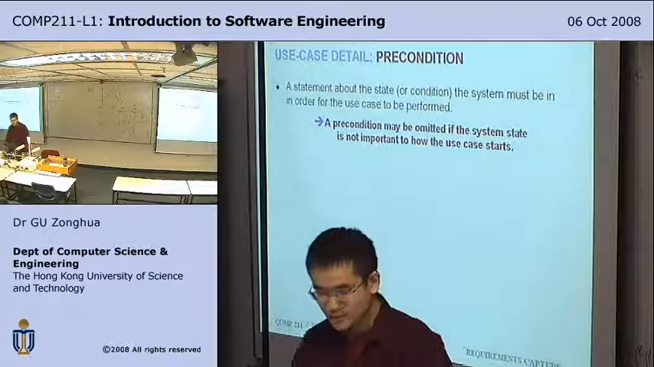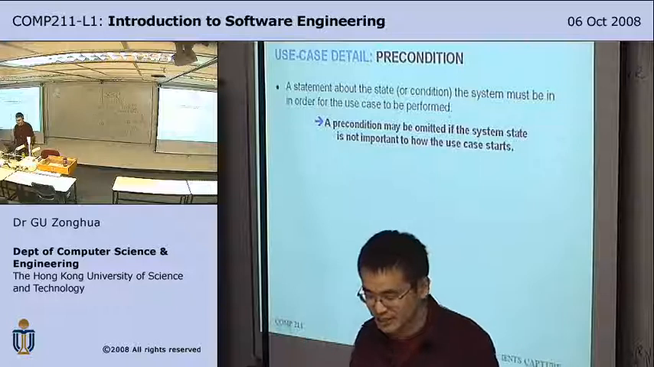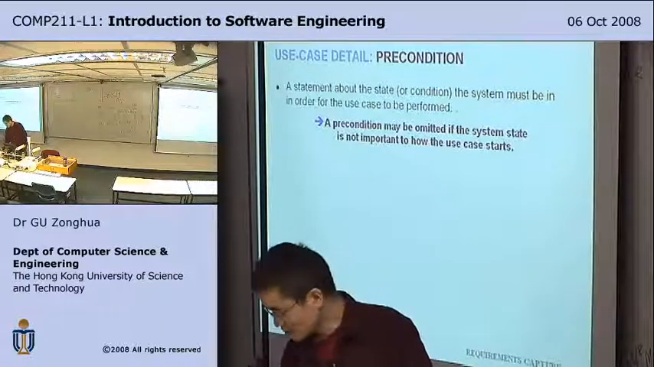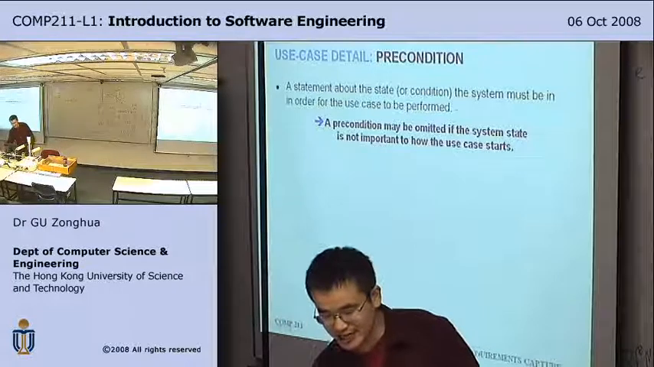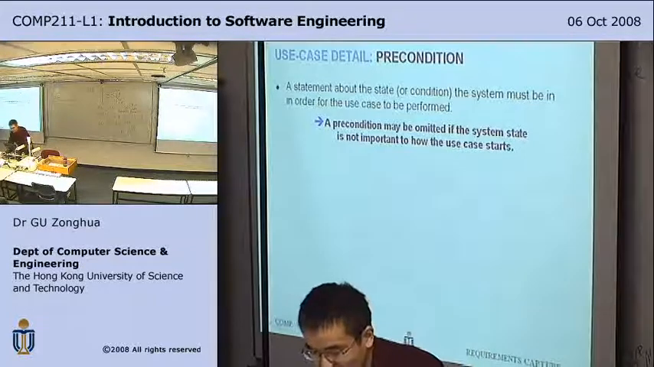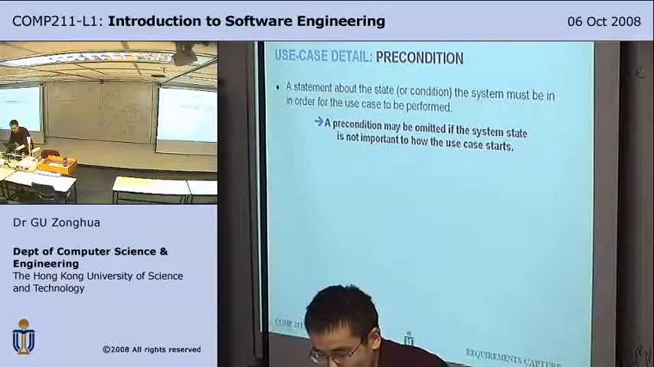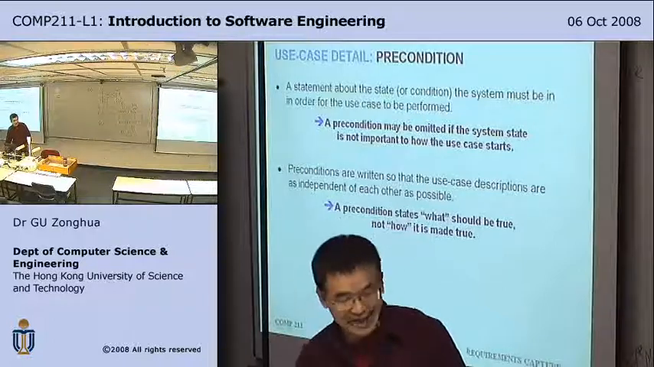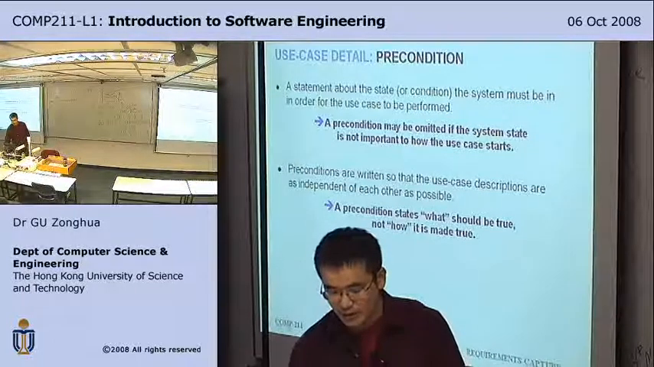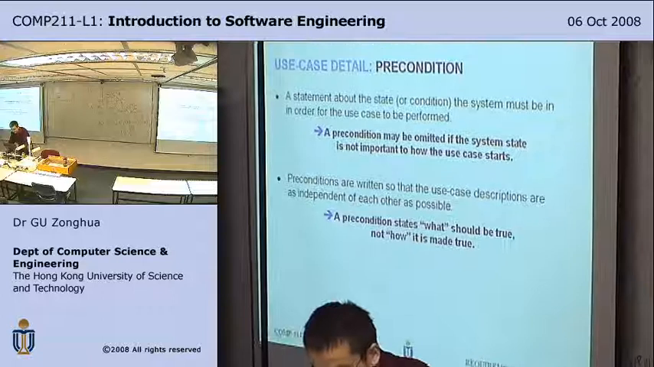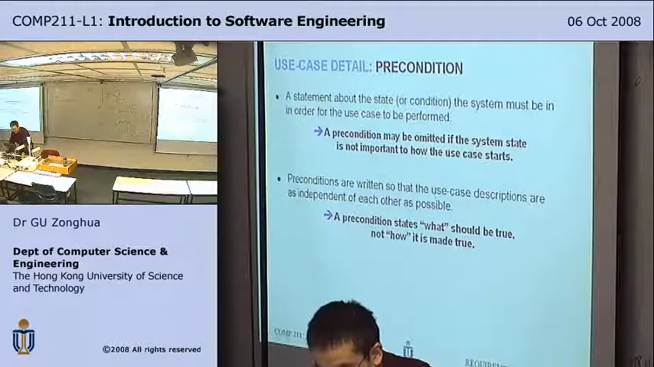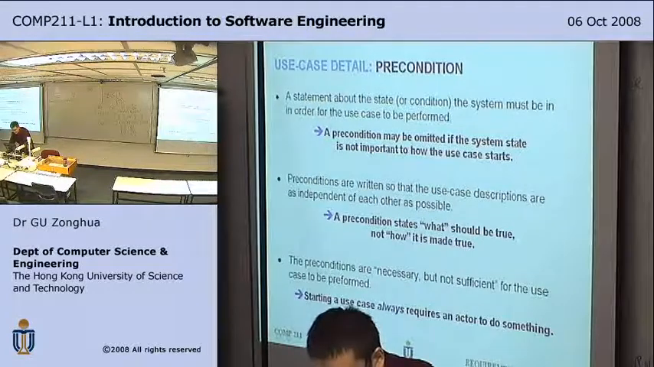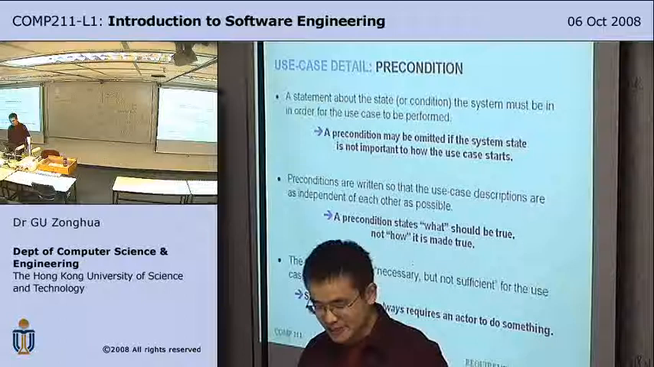A precondition is a statement about the state or condition the system must be in order for the use case to be performed. So it may be omitted if the system state is not important to how the use case starts. Post-conditions are written so that the use case descriptions are as independent of each other as possible, to specify what should be true, not how it's made true. So I think we'll have examples next. Preconditions are necessary but not sufficient for the use case to be performed.